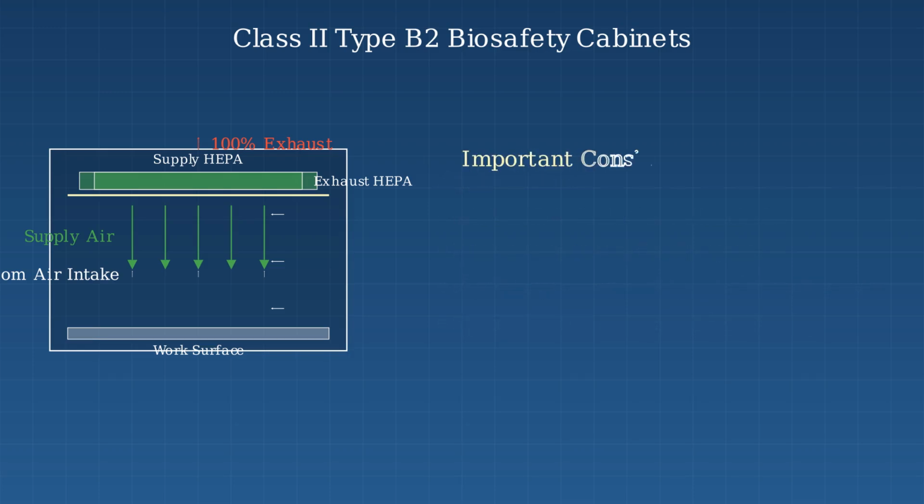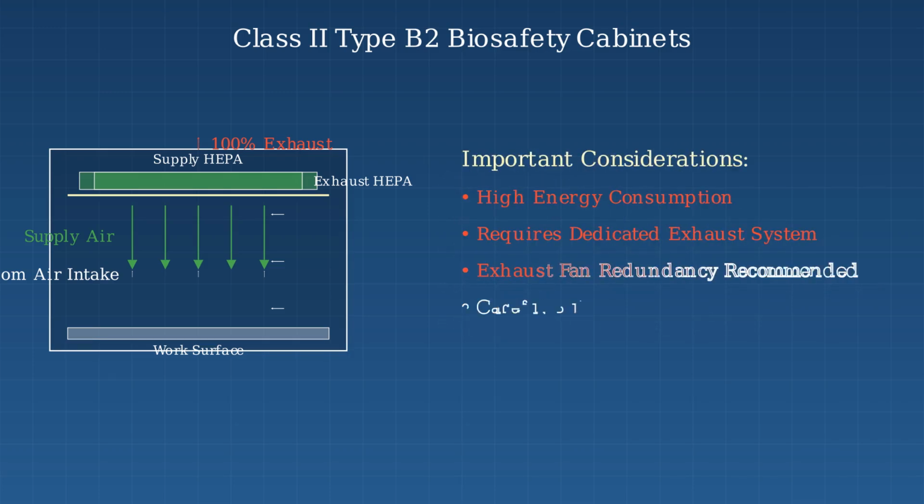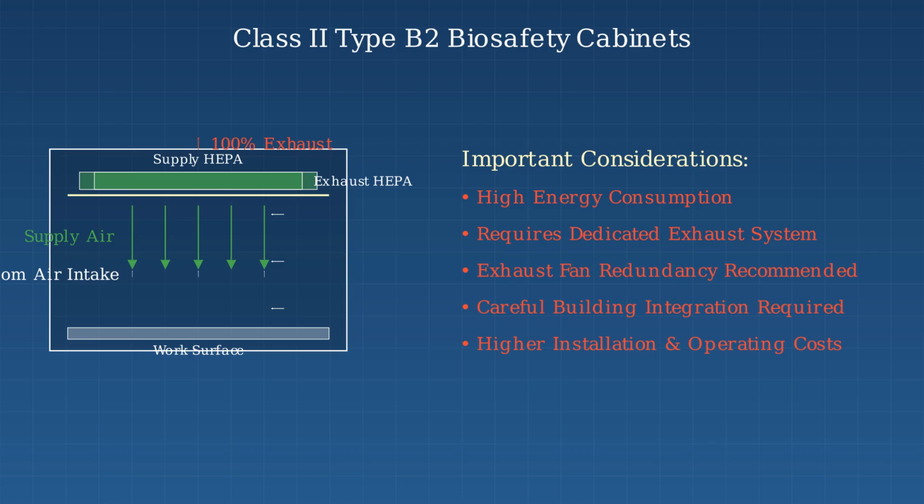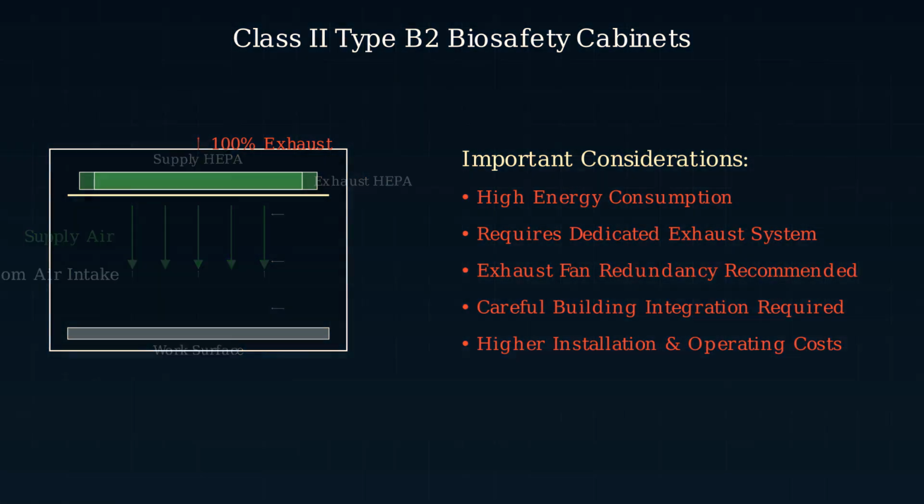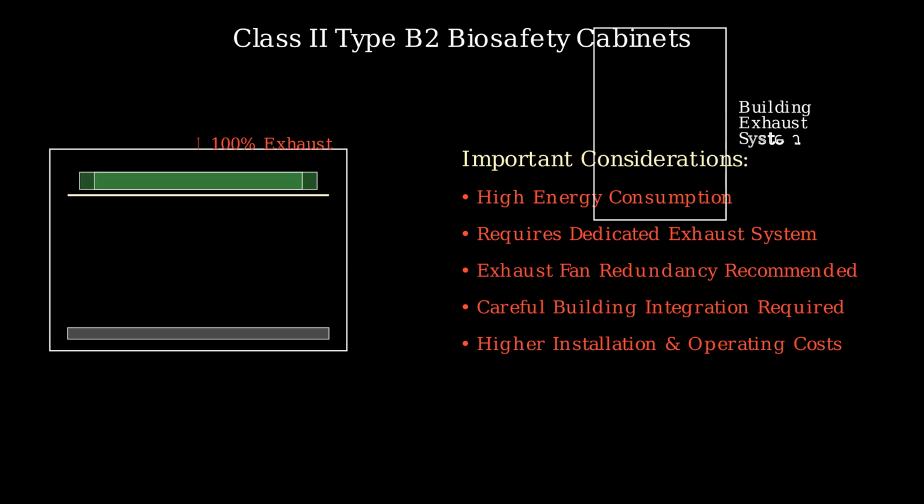While B2 cabinets offer superior protection for certain applications, they come with significant requirements. They consume substantially more energy than other BSC types and must be hard ducted to a dedicated building exhaust system with sufficient capacity. Installation requires careful integration with the building's mechanical systems.